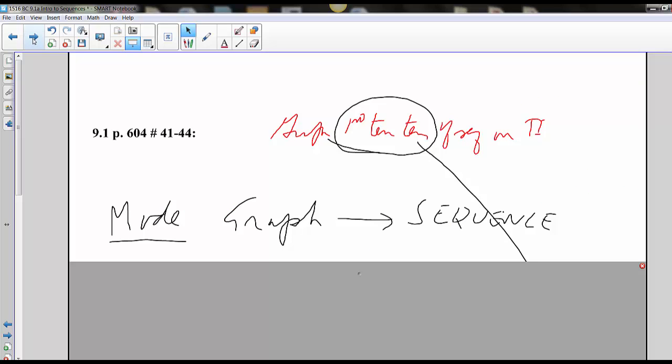Okay, so the last thing is graphing these on the calculator, and they're going to ask you in numbers 41 through 44 to use a calculator to graph the first 10 terms of the sequence on the calculator. Okay, so what you're going to do is on the calculator, you're going to go to the graph mode called sequence. So I'm going to do that with you.